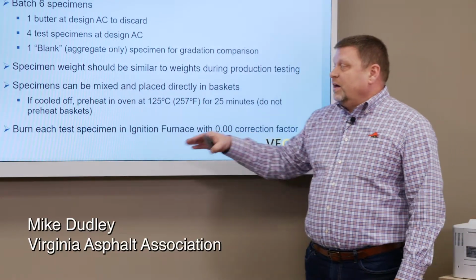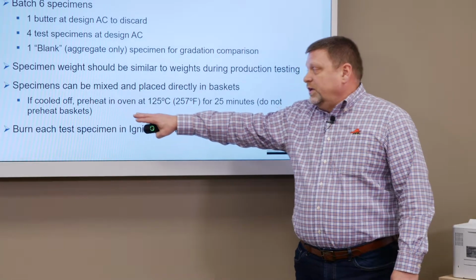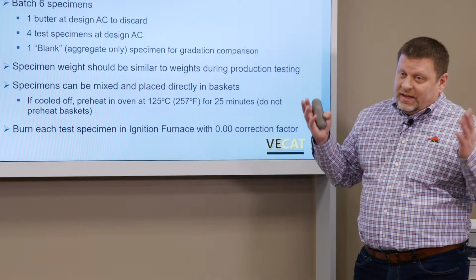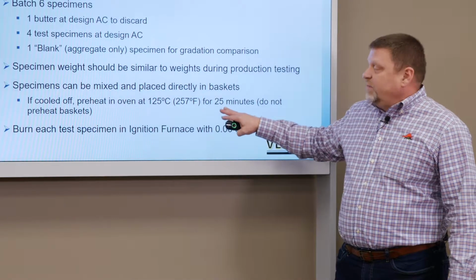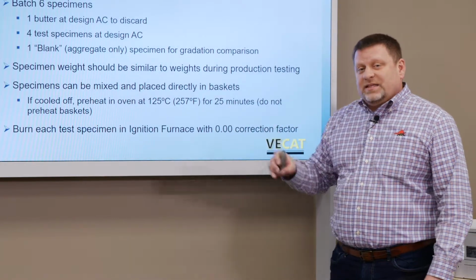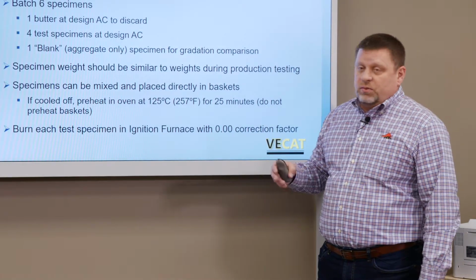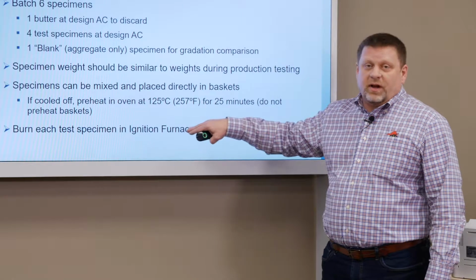If you put them in a pan and allow them to cool off, you need to preheat them in an oven at 125 C, 257F, which is an odd number, for 25 minutes, but we don't put the baskets in the oven. We only preheat our sample and then charge the basket the same as we would if we would have mixed them and put them directly in the basket.